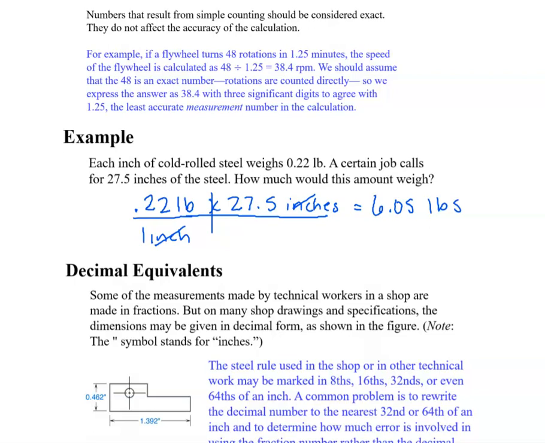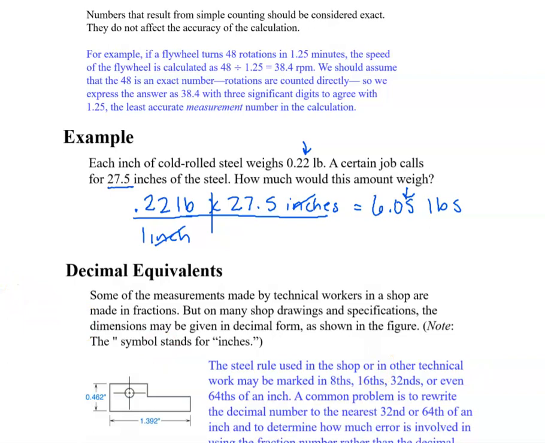Okay, and we want to pay attention to what they said. So this was an exact measurement. So they're saying that because we know for sure that this is exact, something that we're counting, like 48 rotations, we're going to be able to round this one to the hundredths place, so we would be able to keep all of those digits.